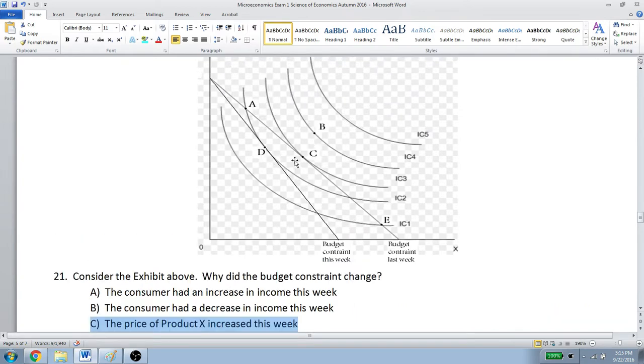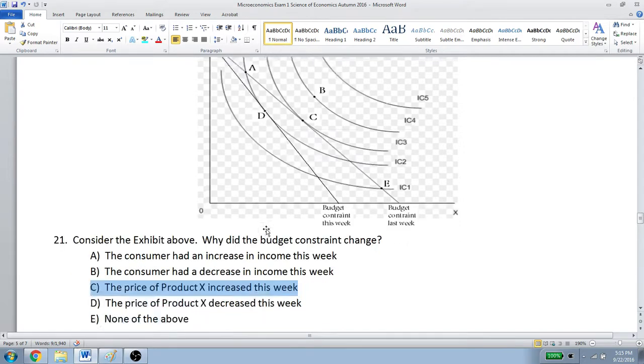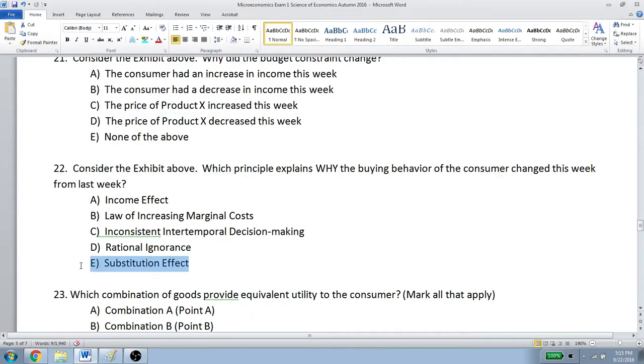We see that last week we were able to buy combination C, and it gave us a lot of happiness, right? This is very happy, but impossible. We'd like to have combination B, but we can't afford it. We can afford combination C, at least we could last week, and that gave us some level of happiness at indifference curve 3. But when the price of X increased, we had to make some choices, and what we did is we bought less of X, and it looks like we bought a little bit more of Y. And when you buy less of one thing and buy a little bit more of the other, that is what we call the substitution effect.